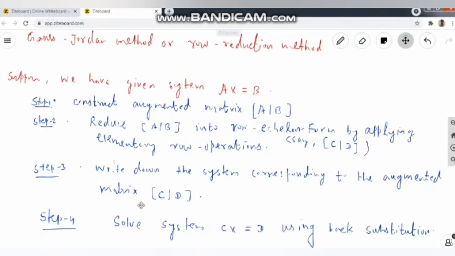But if we do not get a diagonal matrix in the reduced row echelon form for the matrix A, then the step is also the same. That means you just apply back substitution to get the solution for the corresponding system Cx equal to d, and that will be exactly the solution for the given system of linear equations. So this is the one difference between the Gauss elimination method and the Gauss-Jordan method. Now let's see some examples to get a better understanding.